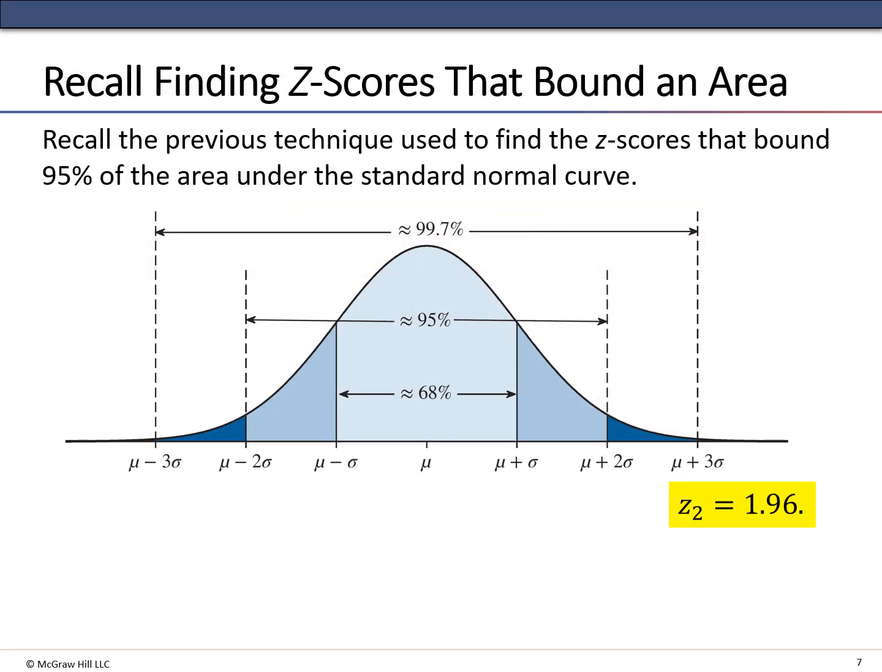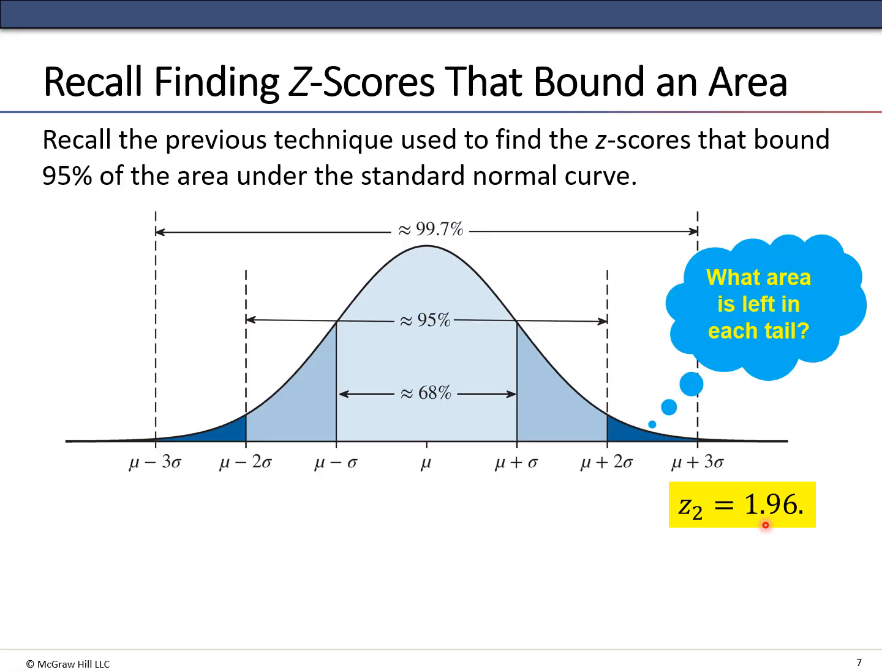Recall the previous techniques we used to find the z-scores that bound 95% of the area under the standard normal curve. Remember that 95% of all data, if you have a normal curve, is between plus or minus 2 standard deviations. You can see that here. The z-score here at plus 2 standard deviations is 1.96.